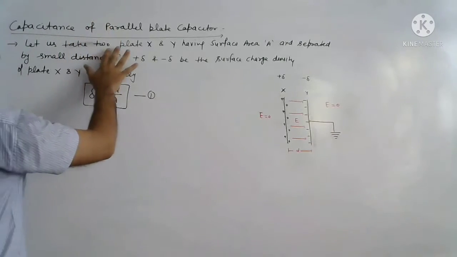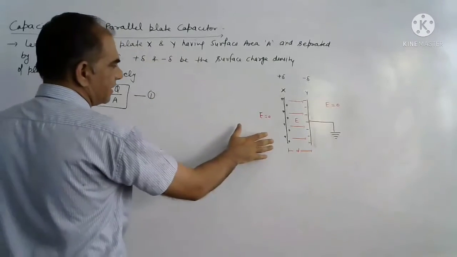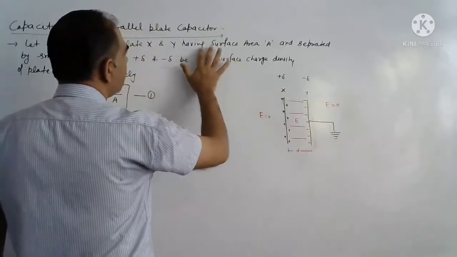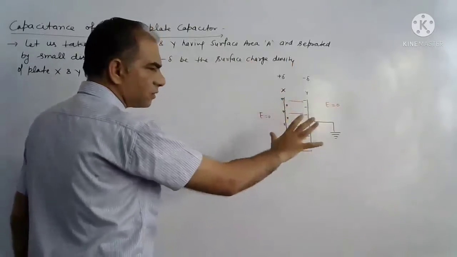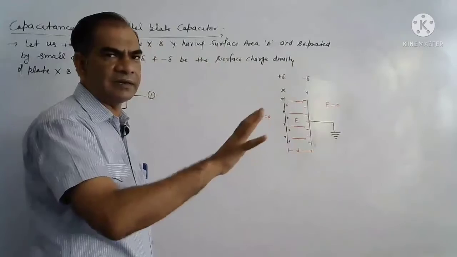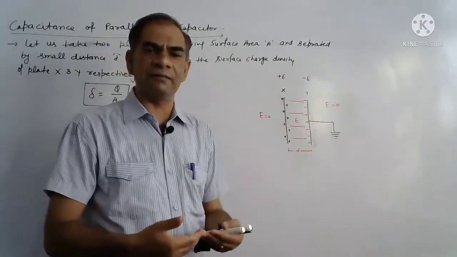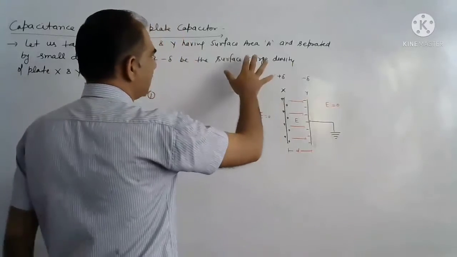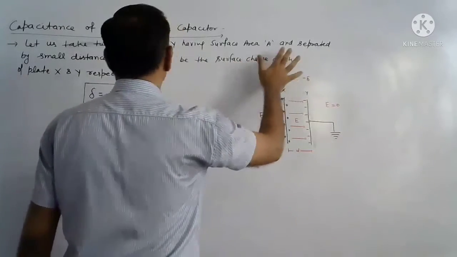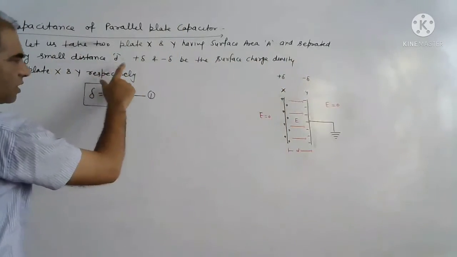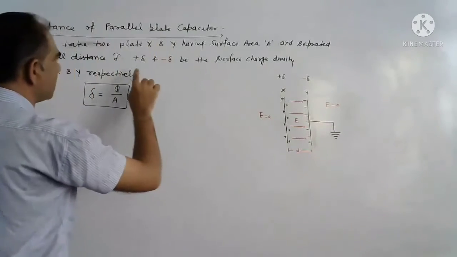So let us take two plates X and Y. The first plate is this and the second plate is this, having surface area A. Both are equivalent in dimension, meaning both have the same length, same breadth, and same thickness. So the surface area is capital A, and they are separated by a small distance d.